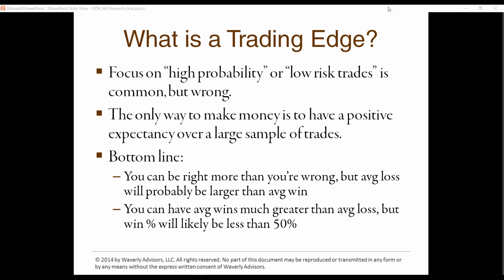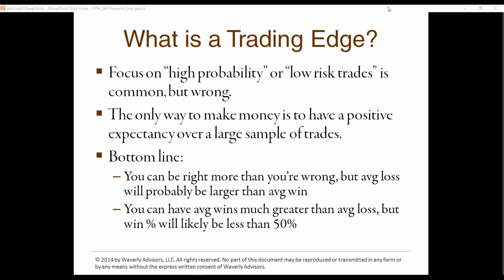The truth is the only way to make money is over a large set of trades for you to have a positive expectancy. And that expected value is basically your win percentage times your average win minus your average loss times the percentage of times you lose, and there may be break-evens in there, which pretty much zero out. There are frictions, commissions, and everything, but that's the concept.